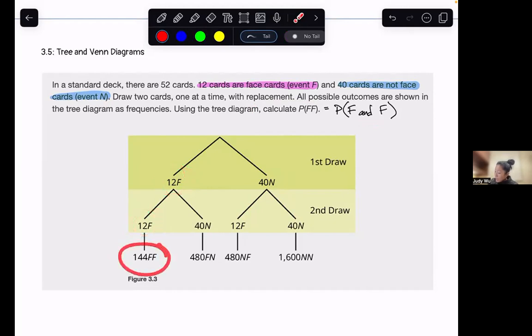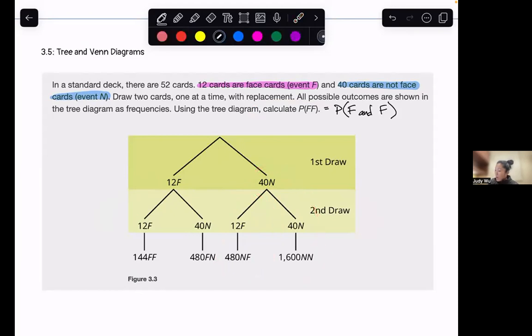like how many times this could possibly happen, okay? So the frequency of drawing a face and a face card is 144. The frequency of drawing a face and then a number card is 12 times 40, or 480. Now, if you draw a number card first and then a face card, you really have 480 possibilities of those. And then the most common, or the highest frequency, you draw a number card and then you draw a number card. And 40 times 40 gives us 1,600.